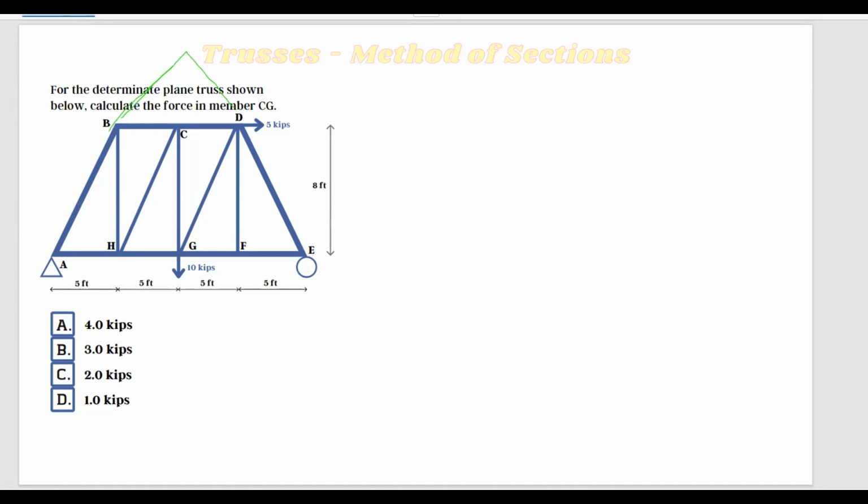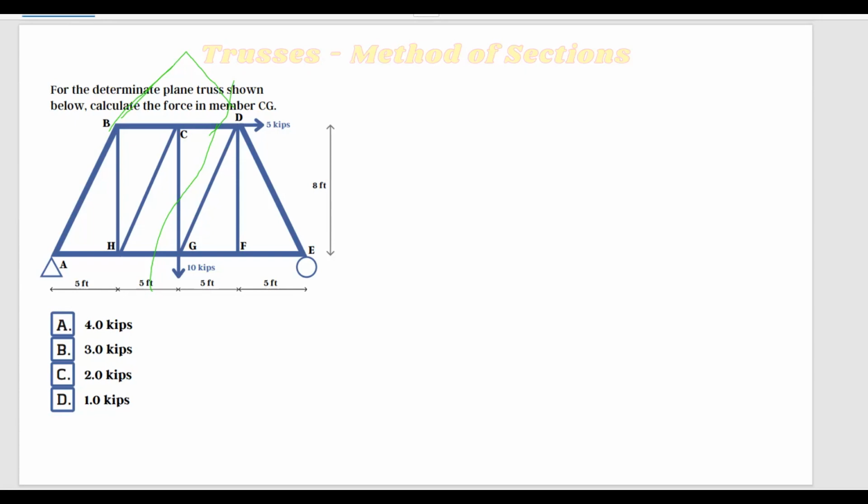And I had to calculate the force in one of these members. And so in order to do a cut here, you have to cut through 4 members. And one of the rules when using method of sections is you cannot cut through more than 3 members.